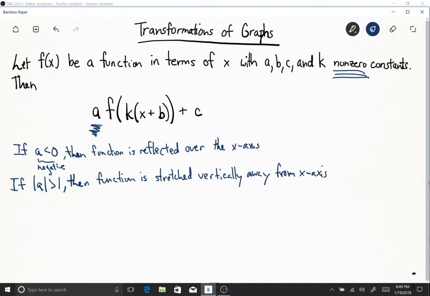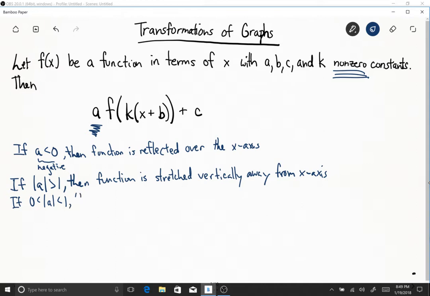So the reason why I put absolute value, let's say you had -2, right? What that does is two things. First, it would reflect over the x-axis, and then it would stretch vertically away from the x-axis if it was, say, a equal -2. So now, the other component that we have to worry about is if the absolute value of a is between 0 and 1.